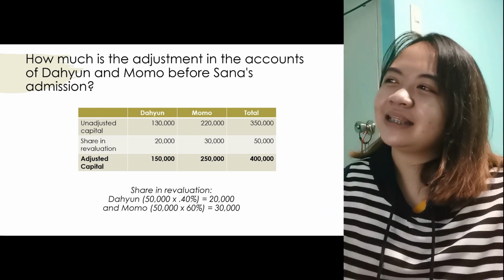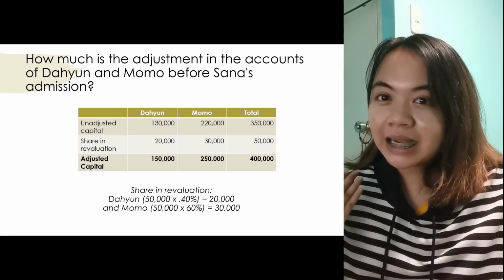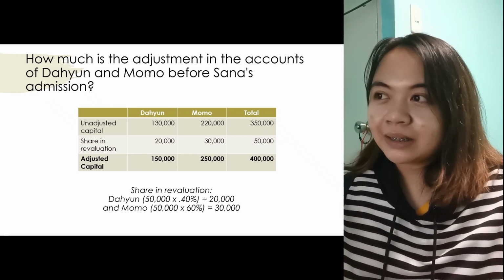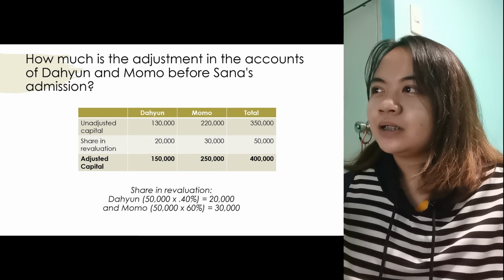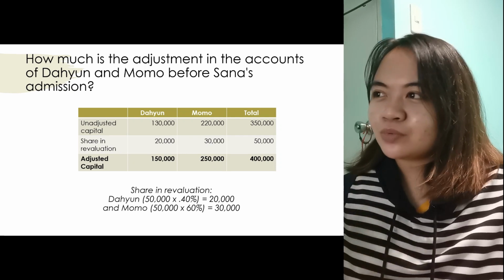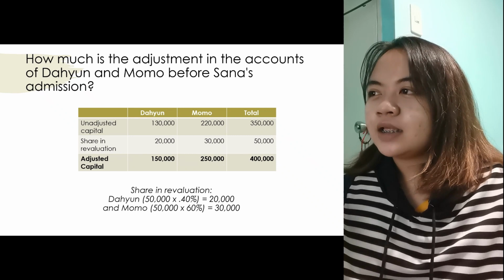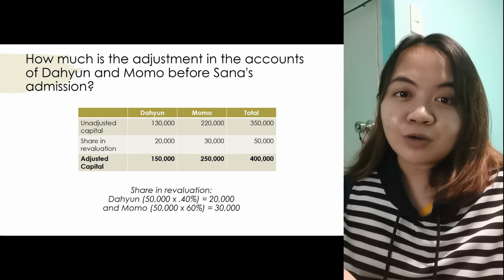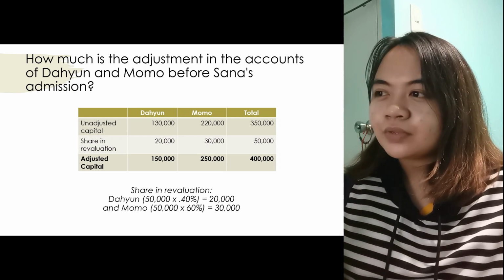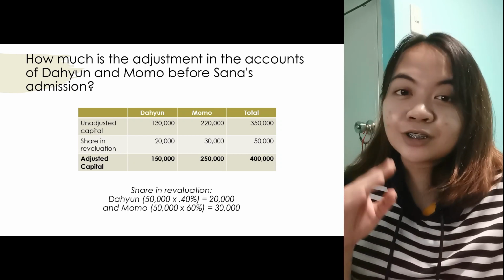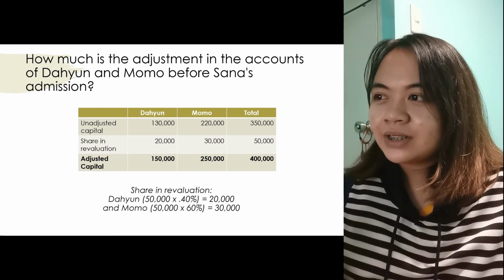So, how much is the adjustment in the accounts of Dayon and Momo before Sana's admission? So, yun nga. Bago mo i-admit si Sana, i-adjust mo muna yung mga capital balances ni Dayon at ni Momo. So, we have an adjusted capital of 130 for Dayon, Momo for 220. And then, share in revaluation. Ma'am, paano na-compute yung 50,000? That's the difference between the fair value and the carrying amount of the equipment. 50,000 times yung percentage ni Dayon for the capital interest, okay?